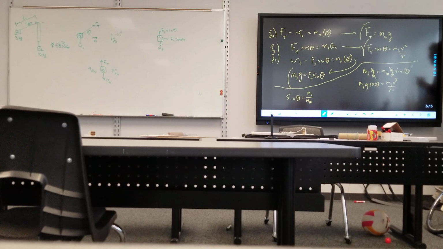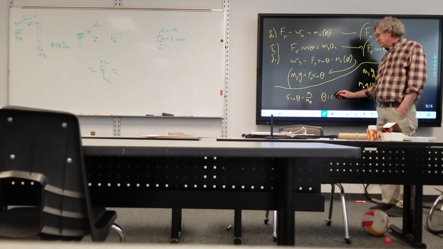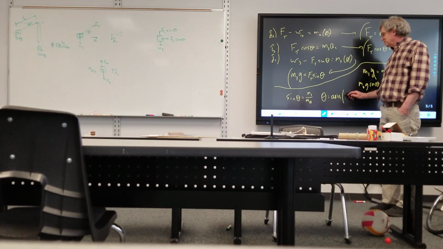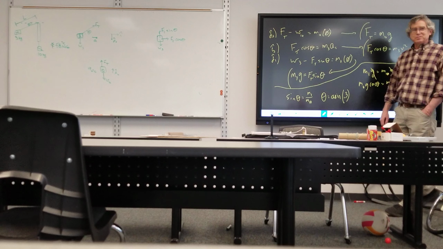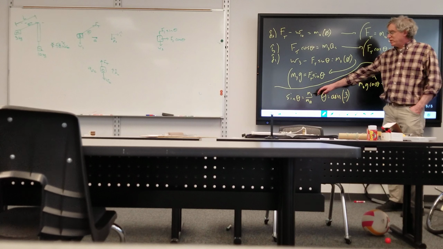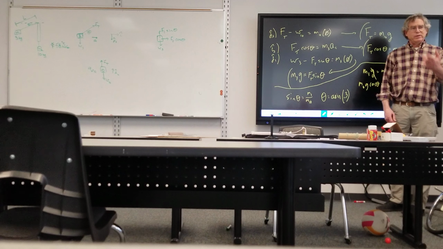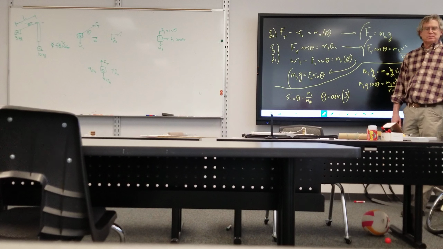Divide by M10. Solve for theta. Arcsine of 0.3. Okay, so we can find that angle. Where did 0.3 come from? The mass of the 3 kilogram mass over the mass of the 10 kilogram mass is 0.3. I just didn't feel like writing it. Okay.